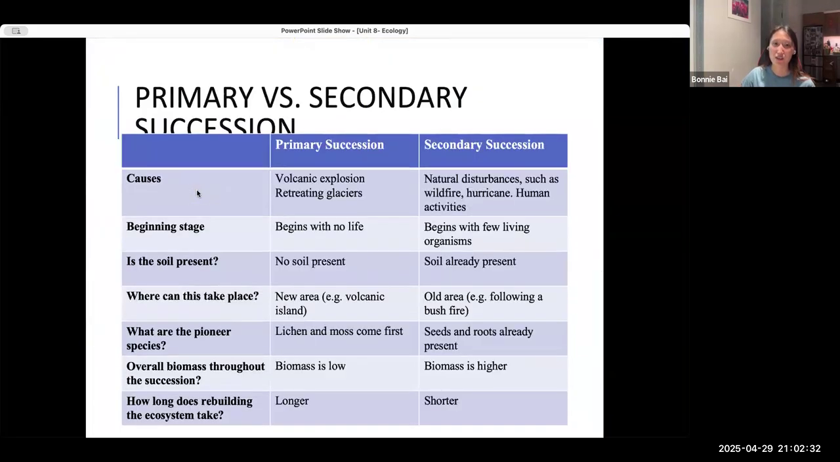These are a bunch of words. You can take a look at this. The main thing is no soil versus already having soil: taking much longer and not as thriving compared to this within a certain amount of time. But these are examples, and the slides are posted.